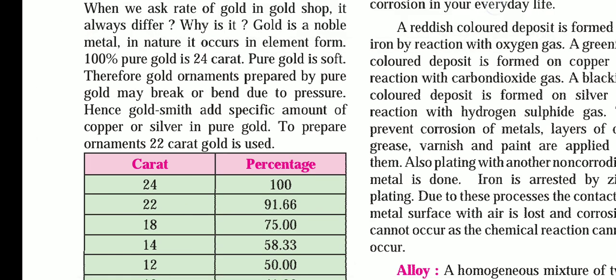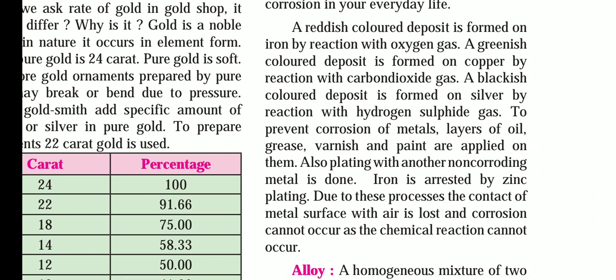Here, a reddish colored deposit is formed on iron by reaction with oxygen gas. A greenish colored deposit is formed on copper by reaction with carbon dioxide gas. Okay, reddish color, you all know the corrosion. Okay, जंग जो लगता है उसको corrosion कहते हैं. Okay, so the same thing is given. The reddish colored deposit is formed on the iron. You have seen many iron things with a red particle or reddish colored deposit on them; it is nothing else, it is only corrosion. It forms by the reaction of oxygen gas, and the greenish colored deposit forms on copper by reaction with carbon dioxide. Okay, sometimes the greenish color is there; it is carbon dioxide on copper.